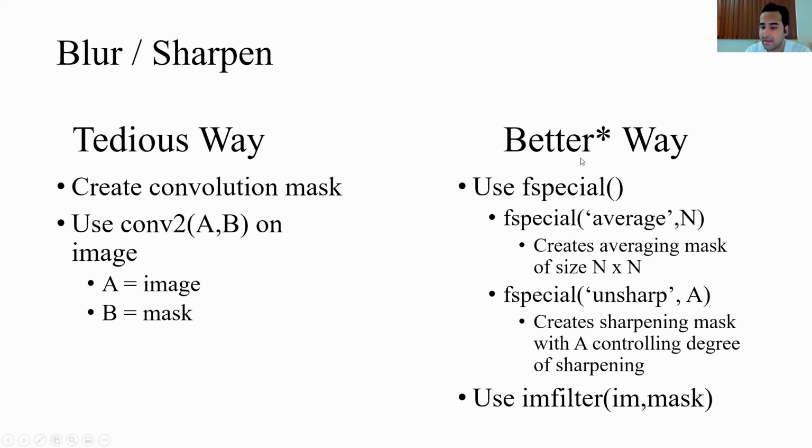The other way, and it's better, I guess you can call it, is using what MATLAB has as fspecial. And fspecial is basically kinds of pre-built mask algorithms. So for example, if we want to do a blurring or an averaging, we can call average and then specify the size of this mask with n. If you want to do sharpening, you can do unsharp mask and then give the degree of sharpening with a. And then if you want to call this, you do the imfilter command and give it the image and then the mask from these two. So let's go ahead and look at this.